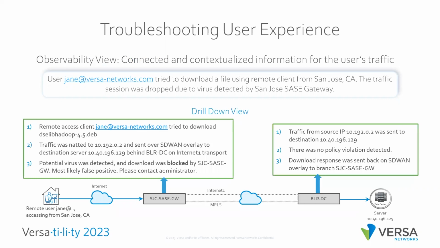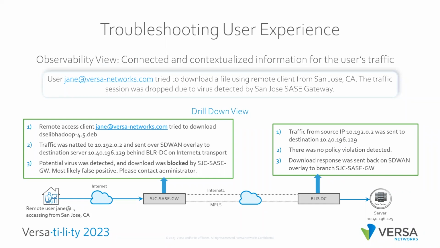Now, on further drill down, she can see the detailed view of how the traffic was handled by the SASE network. The user connected from her home in San Jose to the San Jose gateway, and the traffic from there was NATted and sent over the SD-WAN overlay to a Bangalore data center, because the server was sitting behind the Bangalore data center. The file was downloaded from the data center, but on the return path, the file got blocked because a potential virus event was detected.